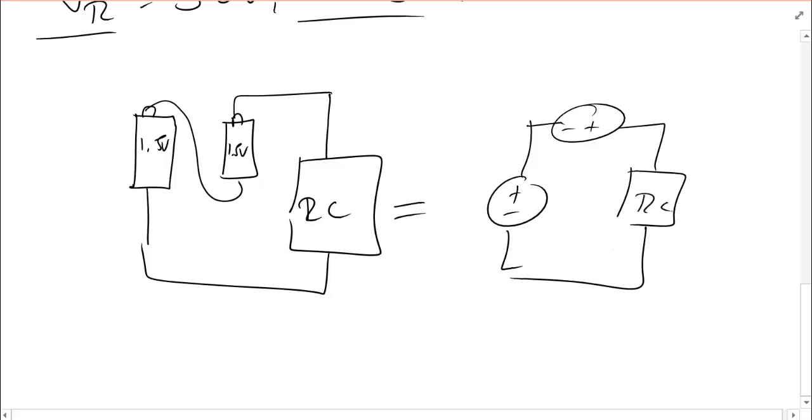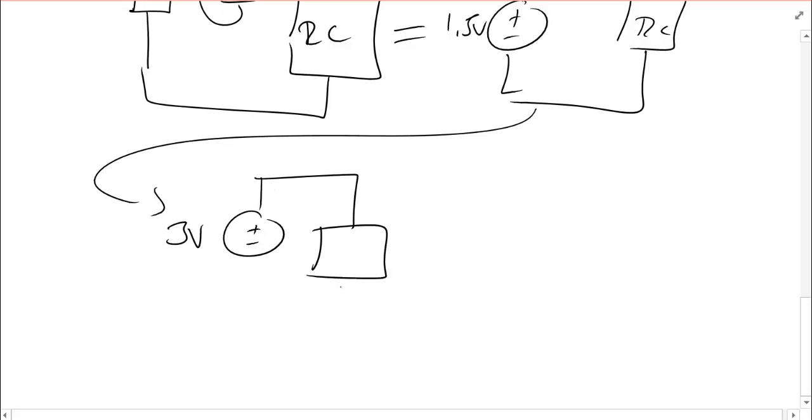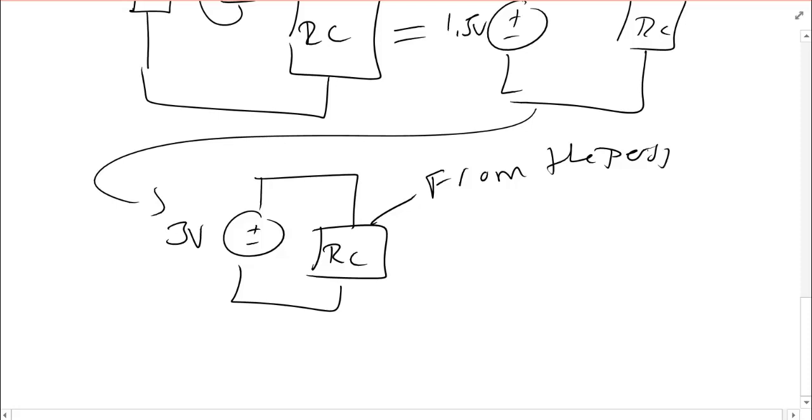My remote control is still here, and these are 2 batteries, 1.5 volts and 1.5 volts. Now, we've just learned that voltage sources in series act as though they are a single voltage source added together. So I could draw this circuit as follows. From the perspective of the RC, the remote control, I see 3 volts.